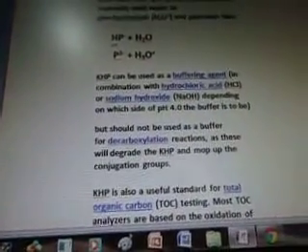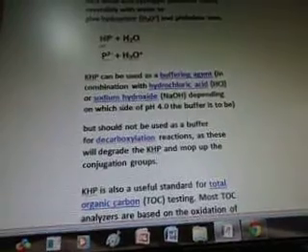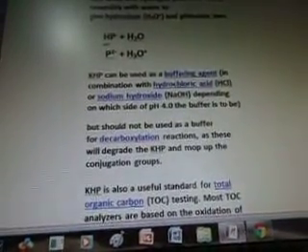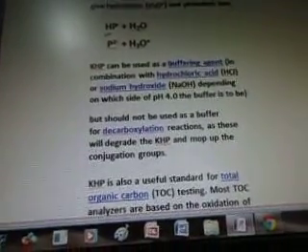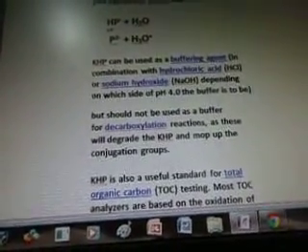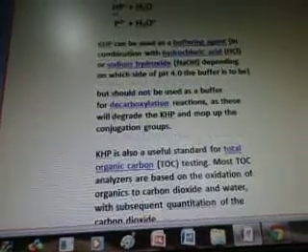KHP can be used as a buffering agent in combination with hydrochloric acid, HCl, or sodium hydroxide, NaOH, depending on which side of pH 4.0 that a buffer is to be, but should not be used as a buffer for decarboxylation reactions, as these will degrade the KHP and mop up the conjugation groups.